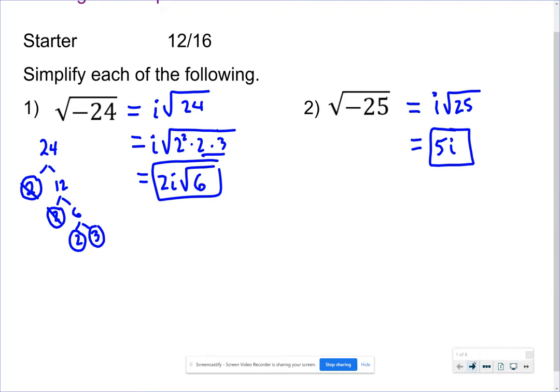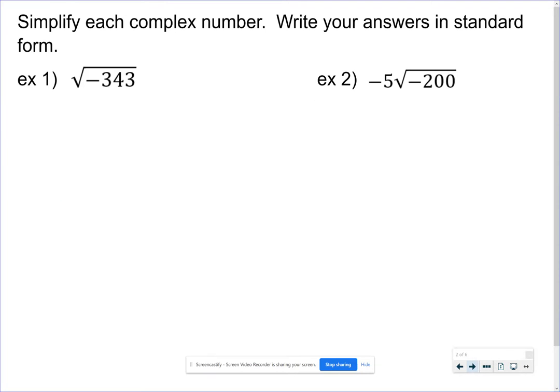Not too bad. Okay, we're going to do a couple more examples, actually 4 more. So moving to the next page. Simplify each complex number, write your answer in standard form. We need to remember that standard form is a plus bi. And if a is 0, we just write bi. We don't put an extra 0 in. And if b is 0, it's a real number.